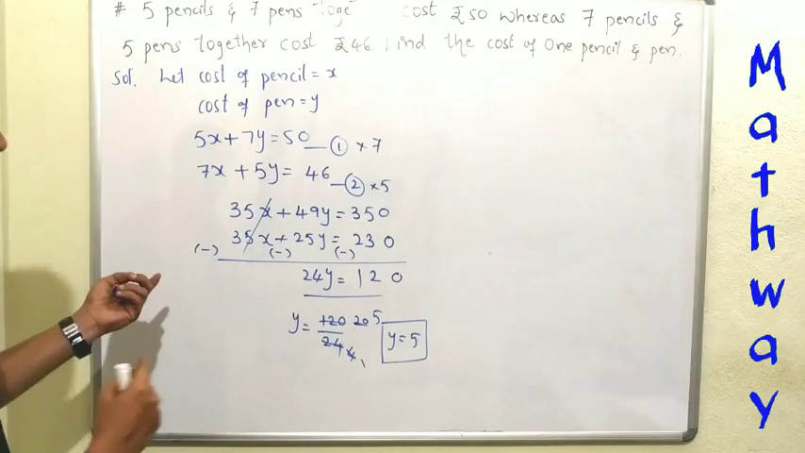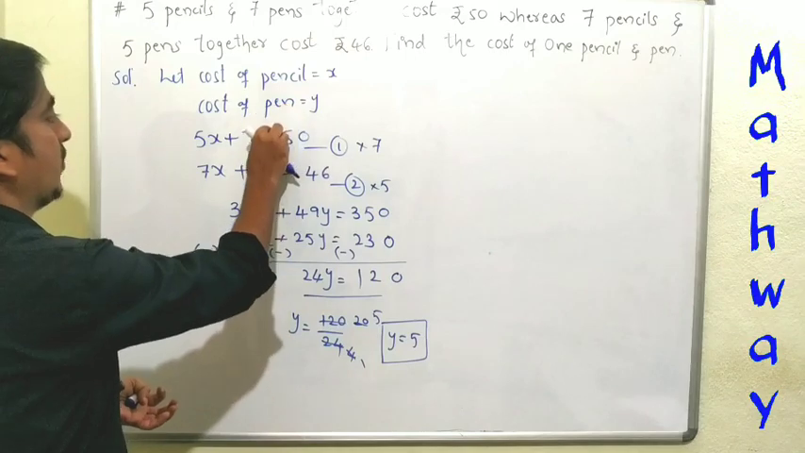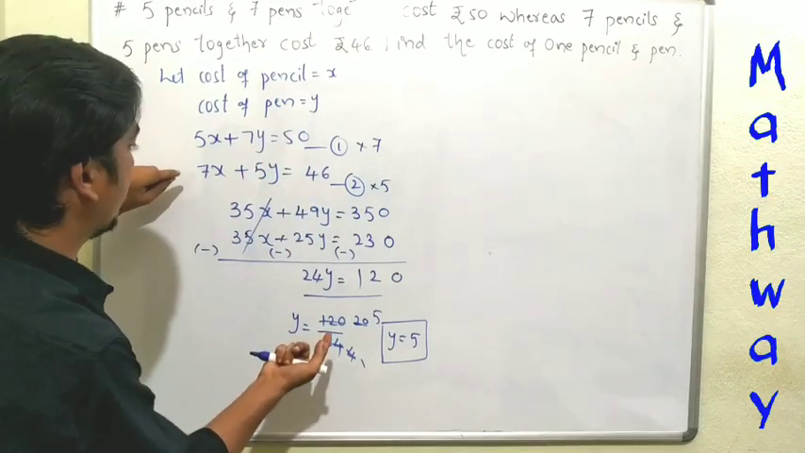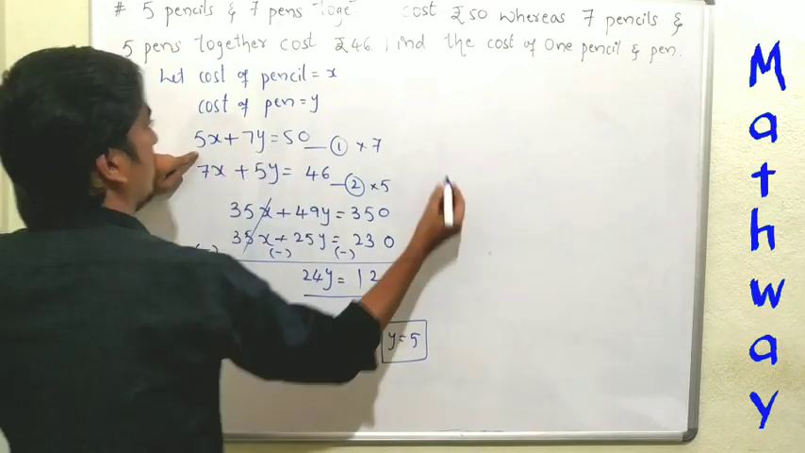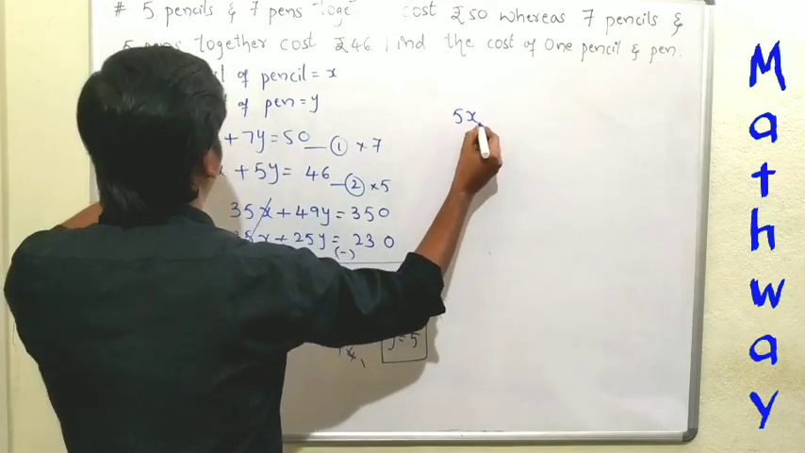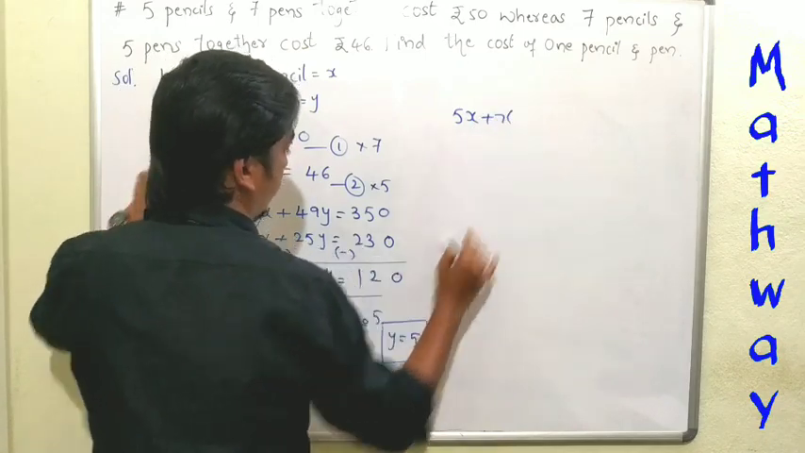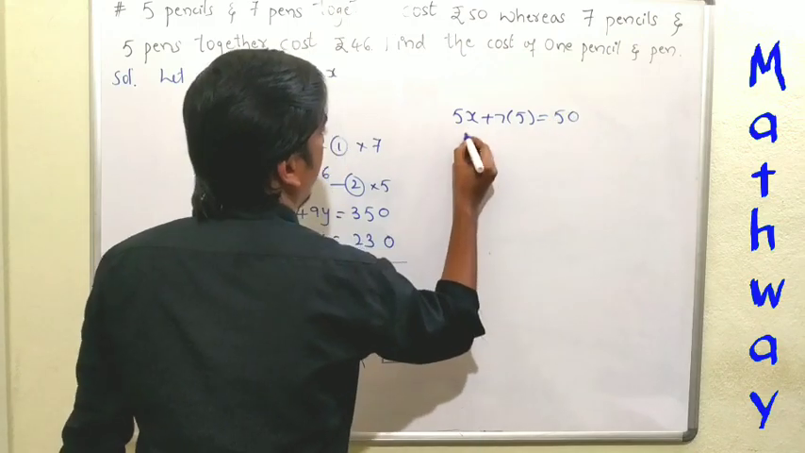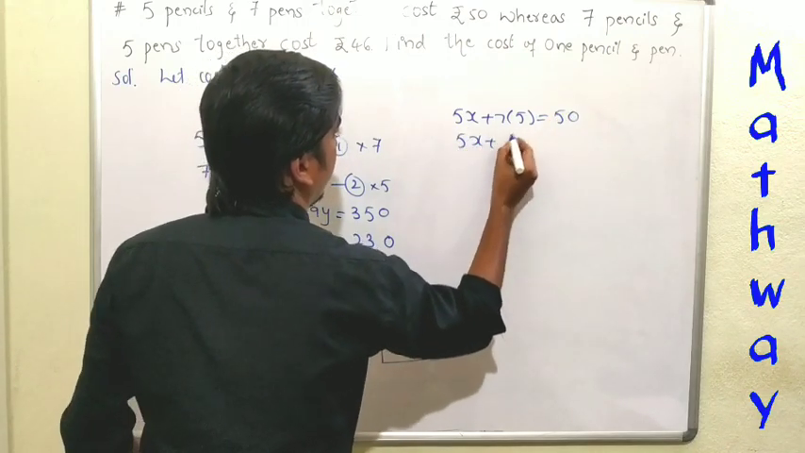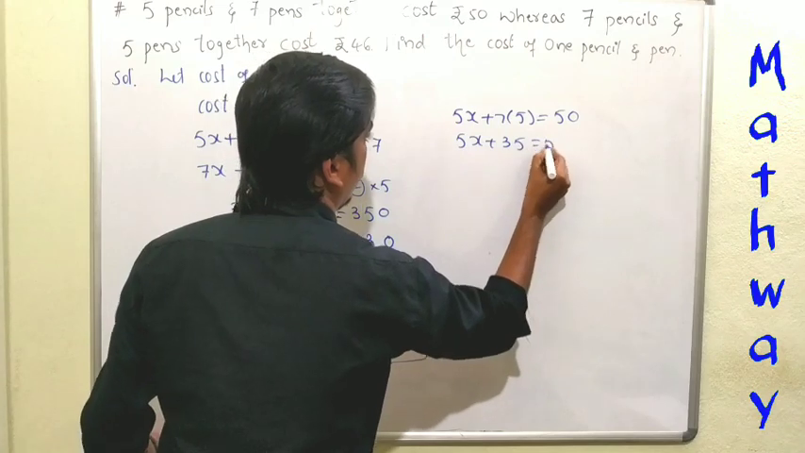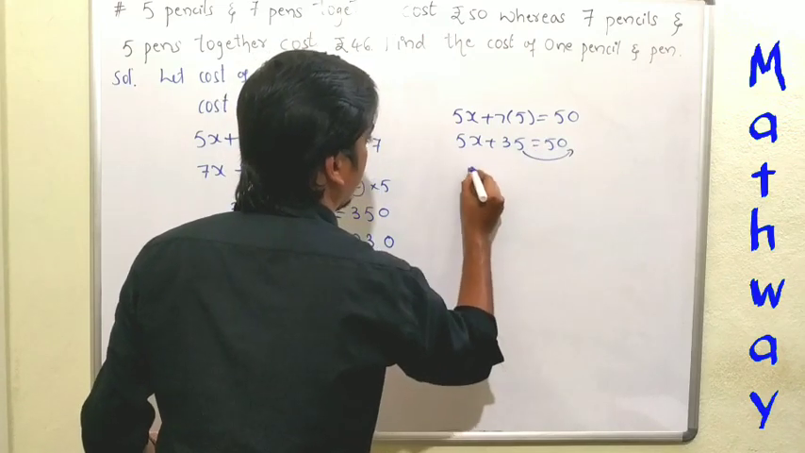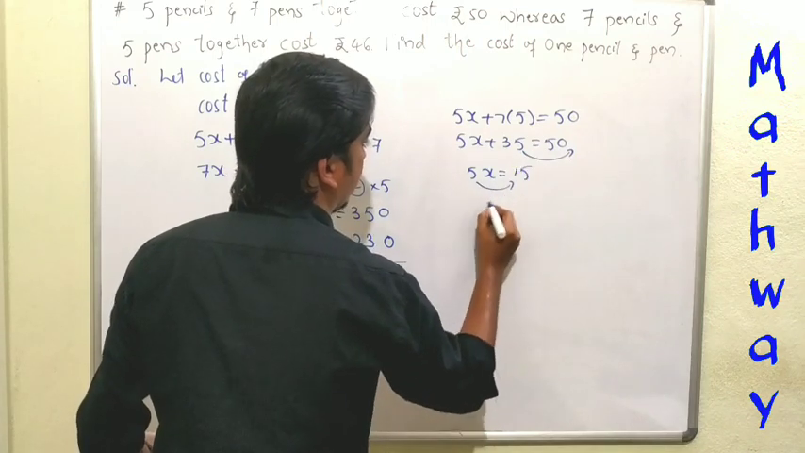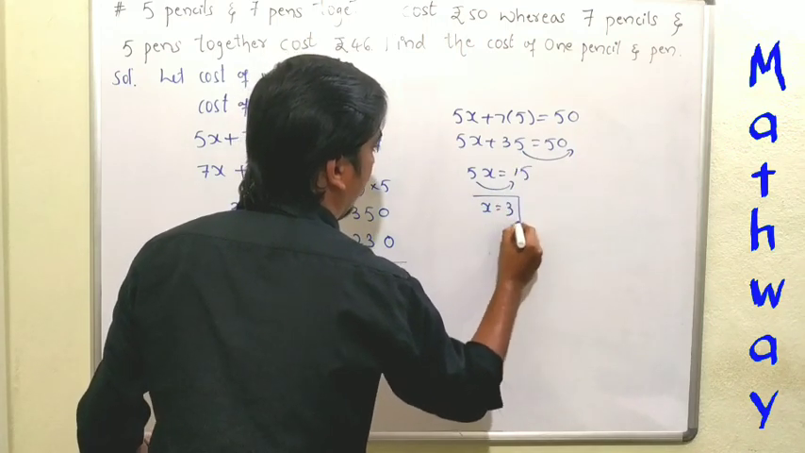Then next, how to find the x value? Simply substitute this y value in equation 1 or equation 2, whichever is simpler for us. I am substituting it in the first equation only. So it is 5x plus 7y, plus 7 into the y value we got, 5. 7 into 5 is 35. So 5x plus 35 equals 50. Transposing, we get 50 minus 35 is 15. So x equals 15 by 5, that is 3.